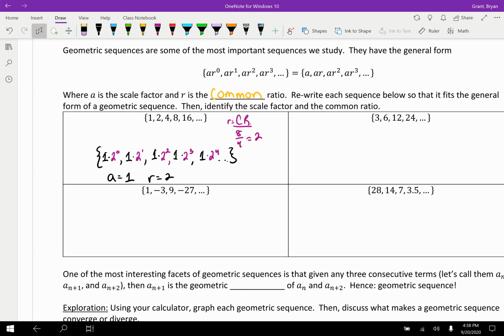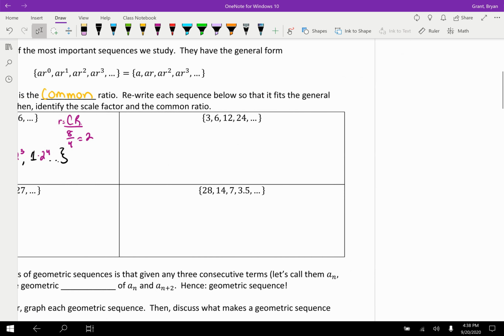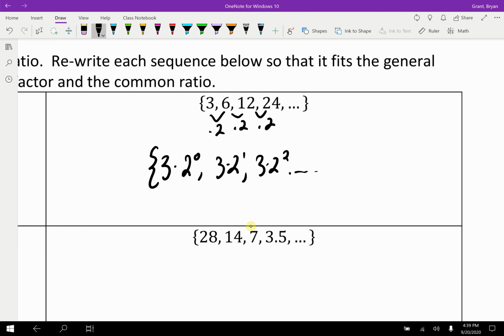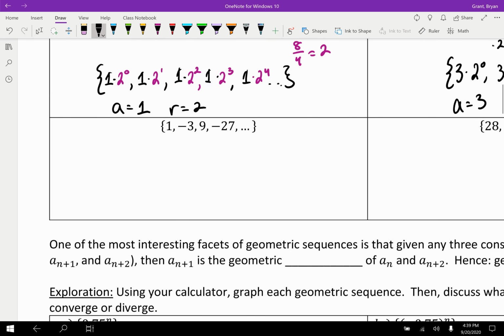Okay, hopefully you've now unpaused and we can take a look at the second one. For our second one here, we are going to do the same thing. You'll notice that we're multiplying by 2 every time. I think we can probably rewrite this as 3 times 2 to the 0th, 3 times 2 to the first, 3 times 2 squared, and so on and so forth, which tells me that we scaled by 3, with a common ratio which is 2.